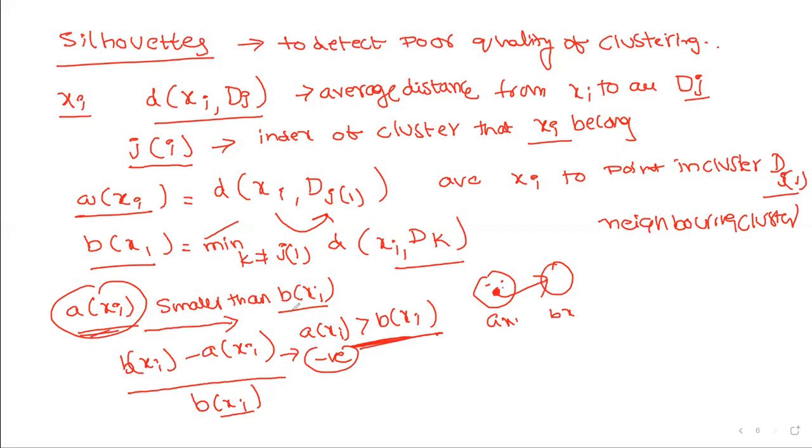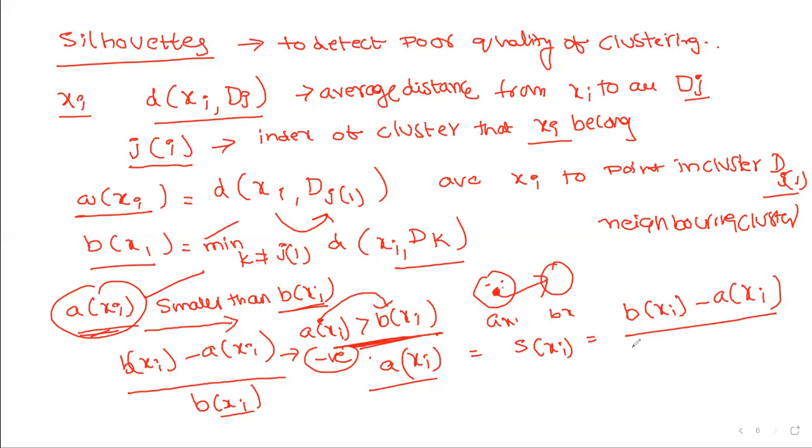A of xi smaller than b of xi means it is well formed. But in the reverse case, the points of this cluster are closer to the other cluster, so in that case we will take a normalized value. In this case, what to do? Simply divide by a of xi to get the fractions. So generally, if you don't know which one is greater, a or b, we will use a normalized equation. So s of xi is equal to b of xi minus a of xi divided by the maximum of the two. Based on this, this is the silhouette coefficient.